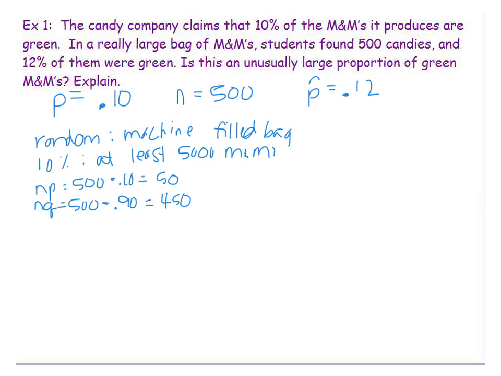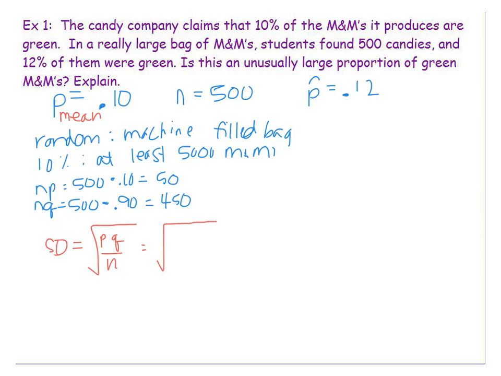So now we need to come up with the rest of our info. Well, we know our mean. Our mean is our p-value. So I'll also write up here that this is our mean. But we also need to find our standard deviation. Well, that's a very easy formula to use. It is the square root of P times Q divided by N.